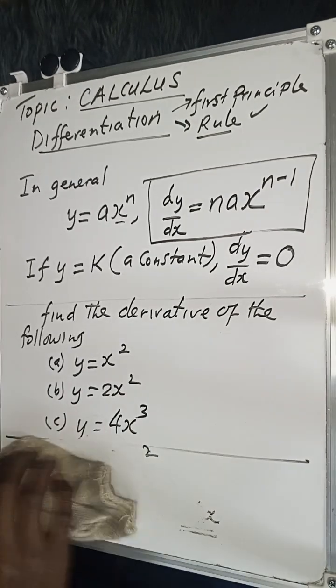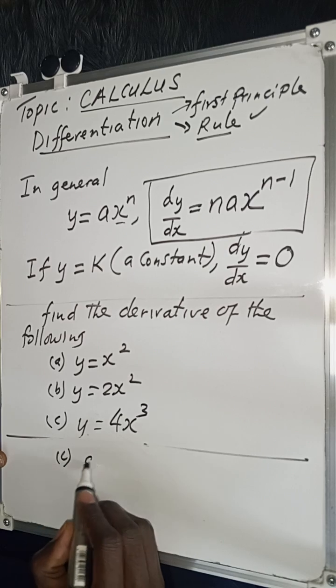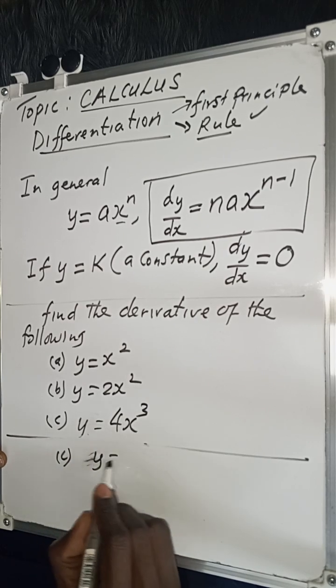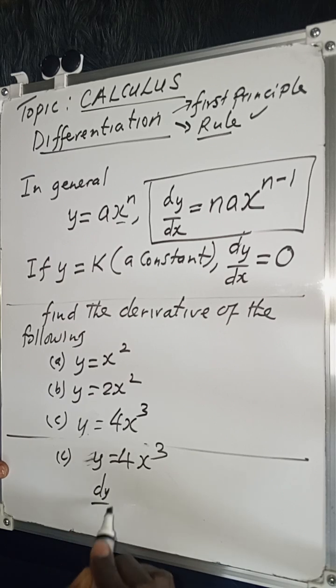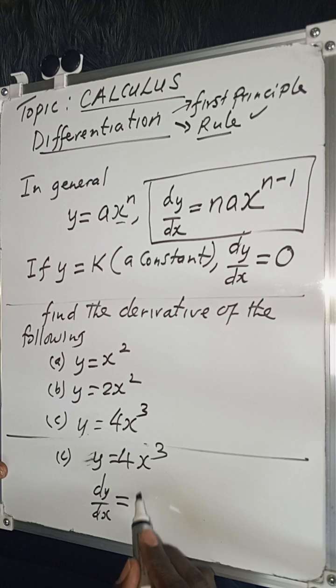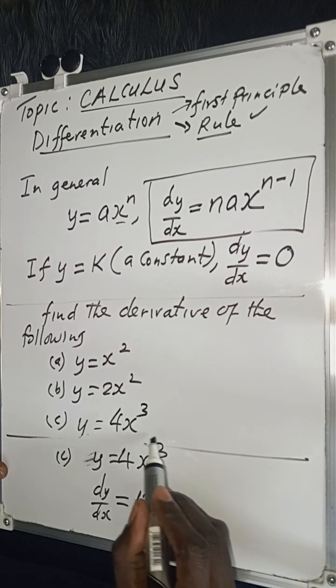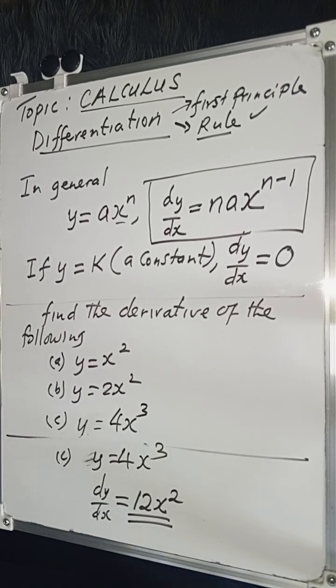What about for the c part? What is the derivative? Well, for the c part, since it says that y is equal to 4x raised to the power 3, then dy over dx will be equal to 3 times 4, which gives us a 12. Then remember, the index reduces by 1. So 3 minus 1 will give you a 2. So that is dy over dx. So that is what you need to remember.